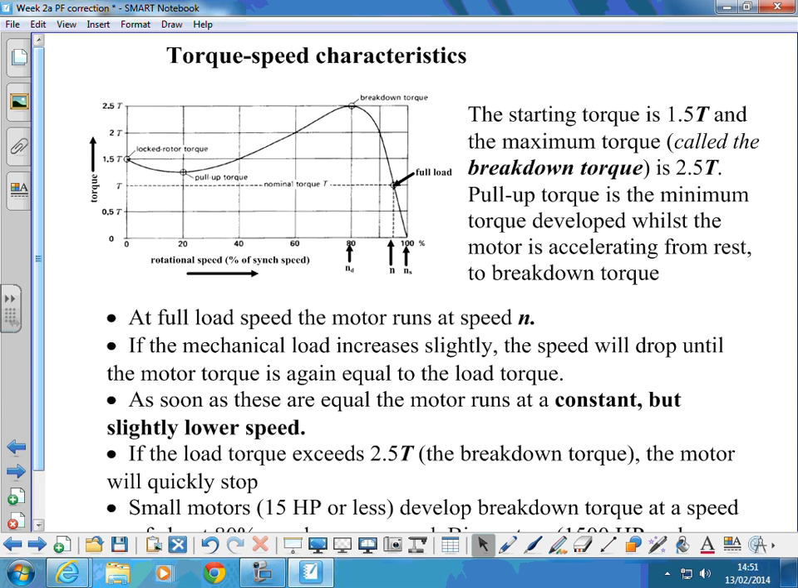If you're going to be looking at induction motors in your assignment work, you probably want to start looking at some of that. This is an introduction. This is covering the basics.